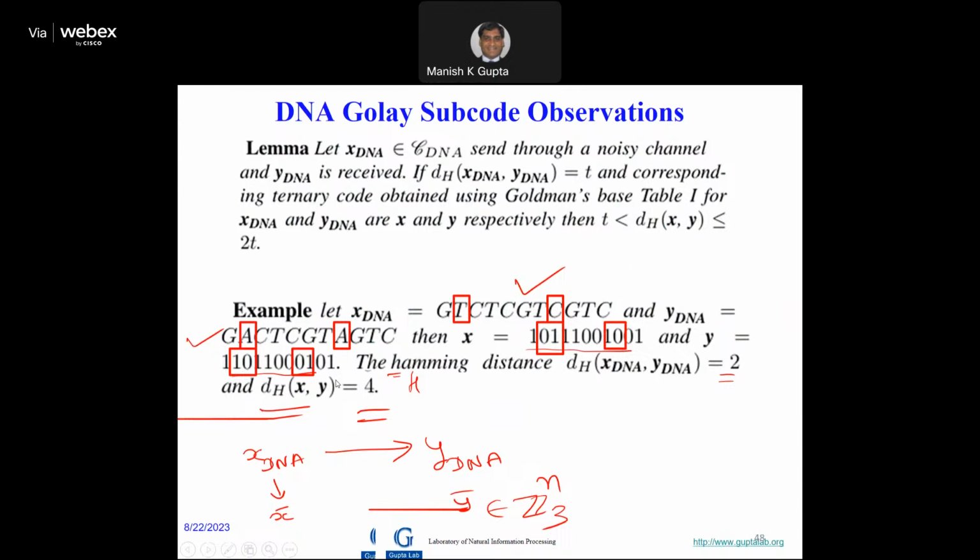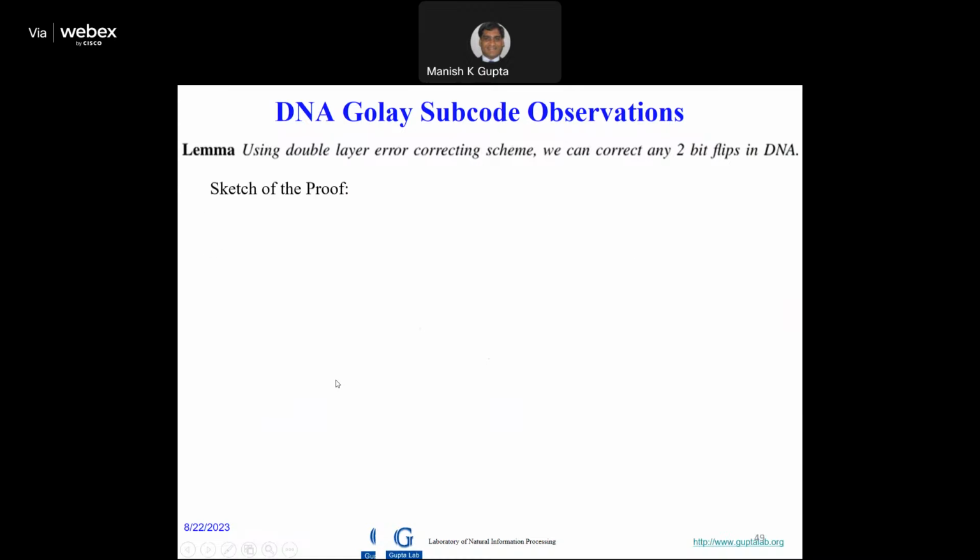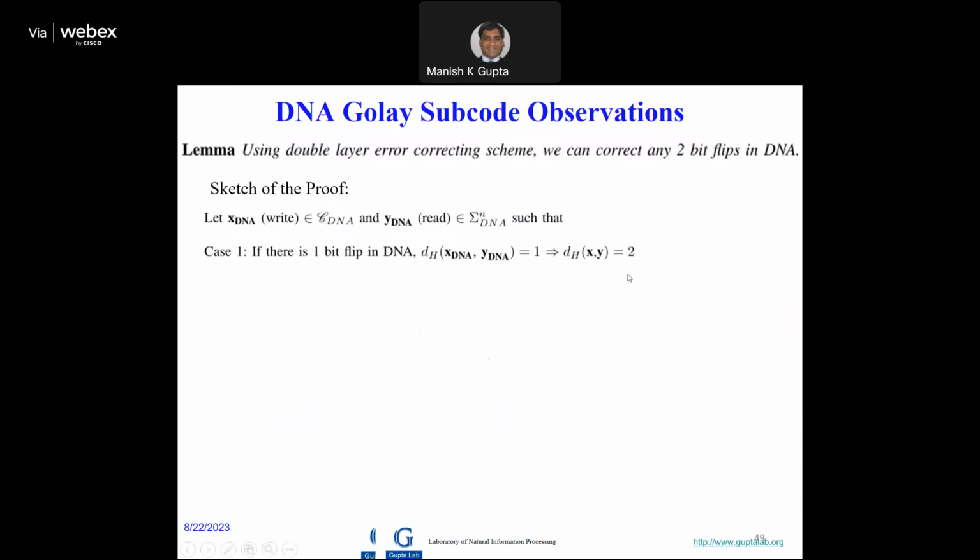For example, in this case, you see. So here, in ternary vectors, the distance is 2. Now, the ternary code we have used is the ternary Golay code. There the Hamming distance is 5. So 5 means how many errors can we correct? 5 minus 1 by 2. That is how much? 2. The distance is 2. We will be able to correct these, right?